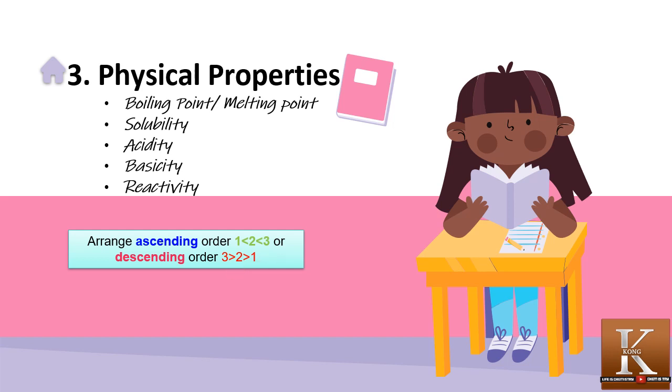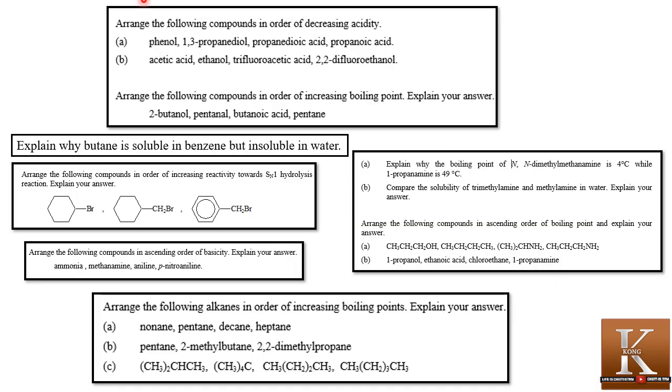Better don't give a comma. Use the bigger or smaller sign. So these are the few examples in your tutorial. Check: order of decreasing acidity. So arrange. And then arrange the following in order of increasing boiling point. Okay, this is arrangement. So this one, increasing reactivity. Okay, and then this one, ascending order of basicity.